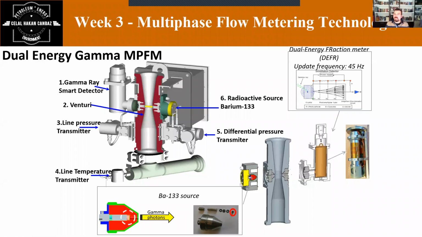But the energy amounts that it's losing are different in different phases. For example, when it collides with an oil molecule, it loses a different value of energy. Water is different, and gas is a different value of energy. So because of that, what happens? I know the certain energy amount of the gamma photon. I have the value of that. So after the collision, what happens?